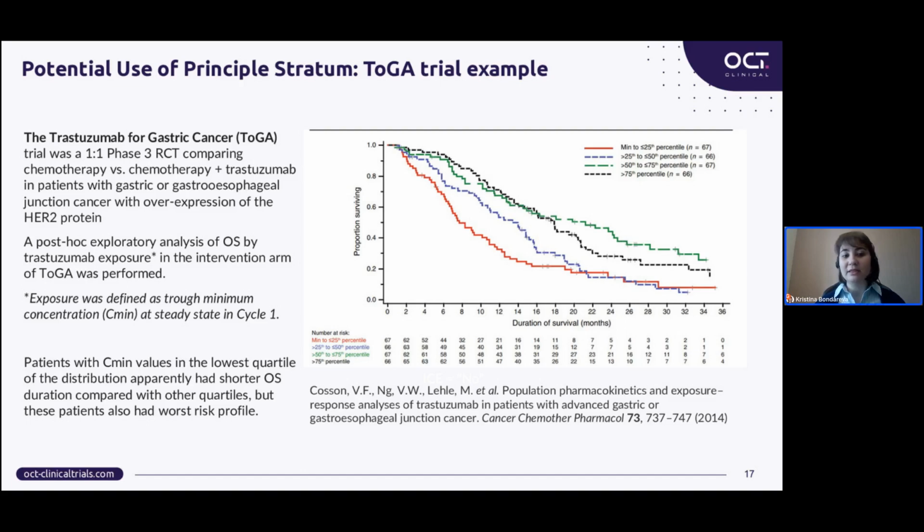In a post-hoc analysis, patients in the trastuzumab arm were divided into four subgroups according to the value of trough minimum concentration at cycle 1. It was observed that patients who had lower exposure appeared to have shorter overall survival compared with other patients, as indicated by the red line on the survival plot. However, due to some important differences in the baseline characteristics, it was not possible to conclude whether the differences were due to exposure or to the disease burden.